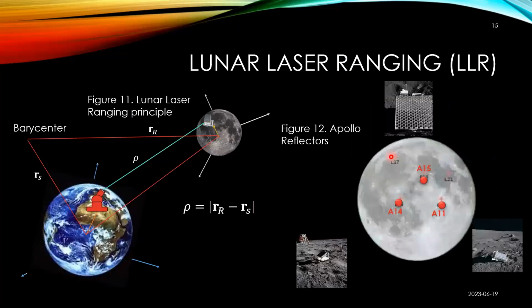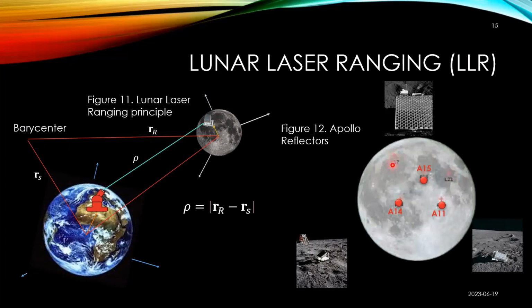So lunar laser ranging is very similar. They have put three reflectors, more than three reflectors, about three now are the Apollo reflectors: Apollo 14, 15, and 11. And you see the photo of the reflectors here. And they have put these reflectors on the surface of the Moon. Also, L21 is another reflector, from the French Space Agency, I think.